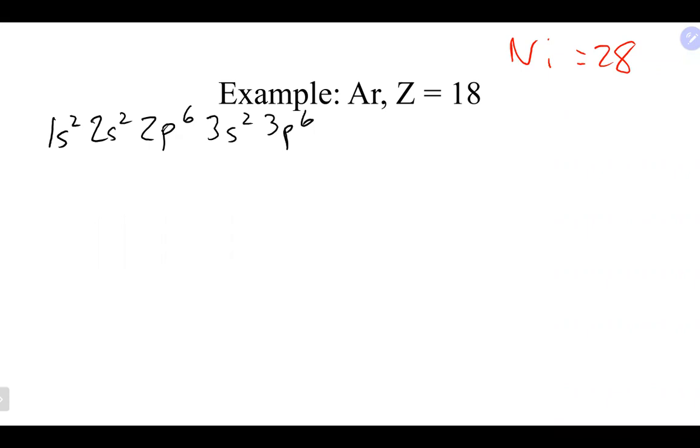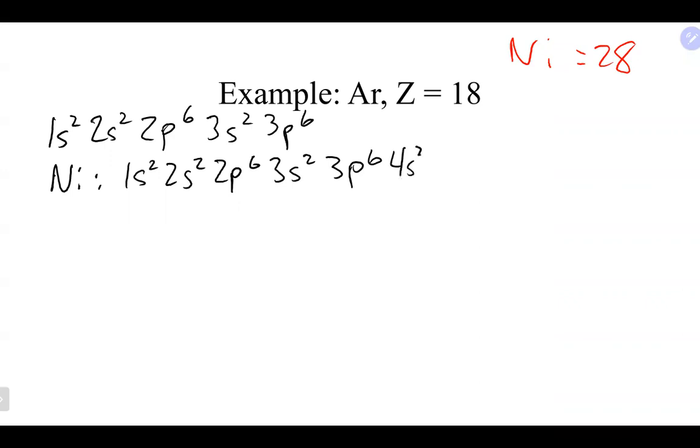All right, so let's look at nickel, which is 28. It would be 1s2, 2s2, 2p6. Once again, here we'll go 3s2, 3p6. And at that point, that is 18 still. The next is, again, the 4s that comes first. So it will be 4s2.